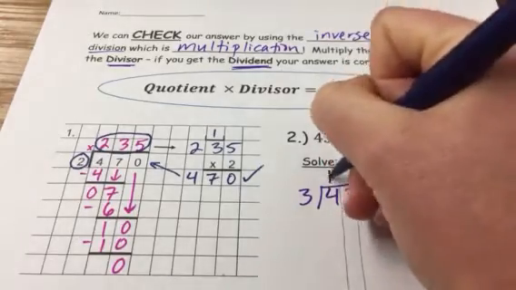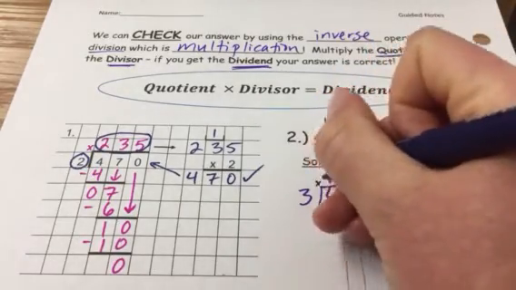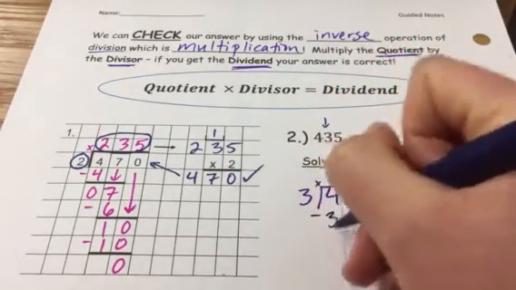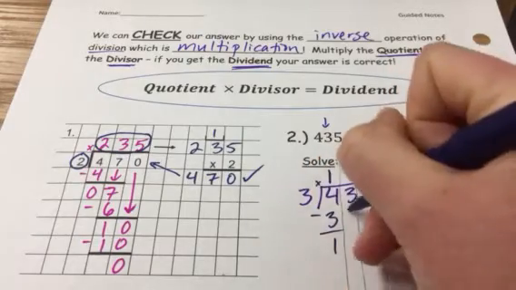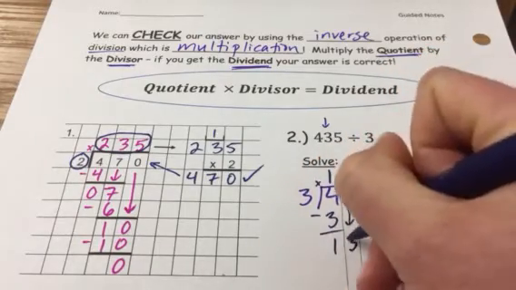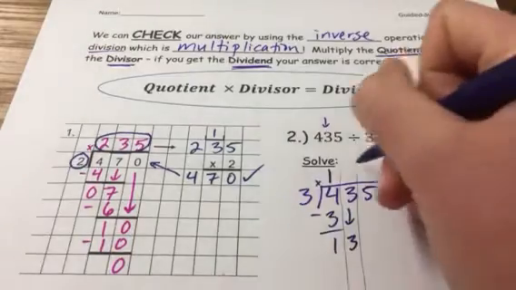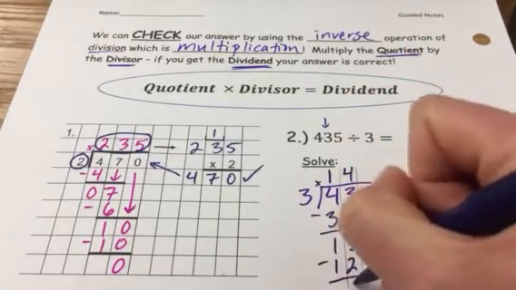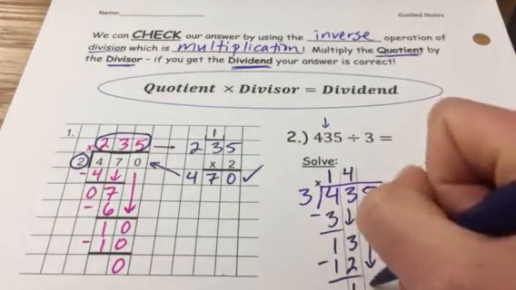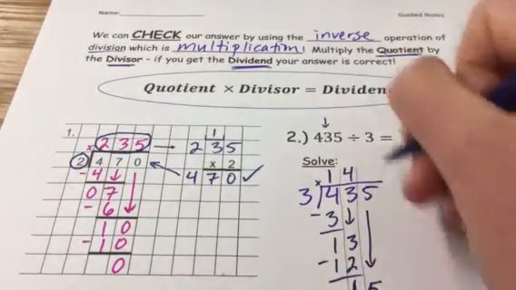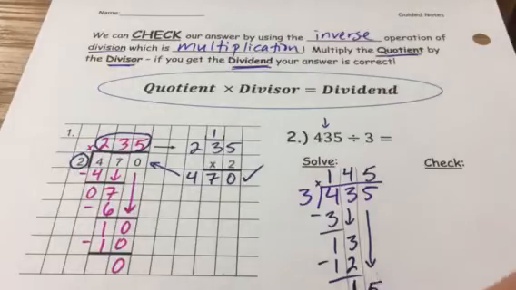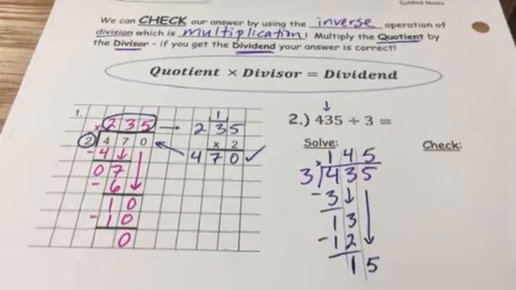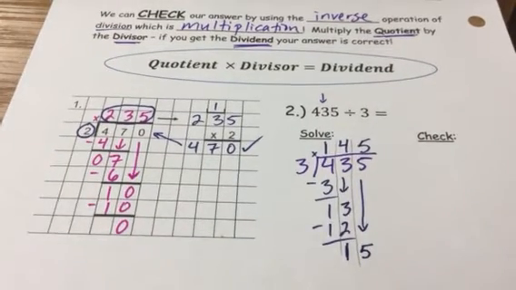3 goes into 4 one whole time. 1 times 3 is 3. I subtract. 1 left over. Bring down the next number. 3 goes into 13 4 whole times. 4 times 3 is 12. And lastly, I'm going to bring down that 5. 3 goes into 15, sorry, 5 whole times.